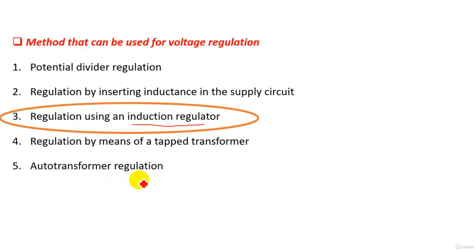The induction regulator is the most commonly used method as it can provide smooth variation of voltage and it's also compact and small in size. So this is the block diagram of the high voltage testing circuit. In the next lectures we will learn how to generate different types of high voltage. Thank you.